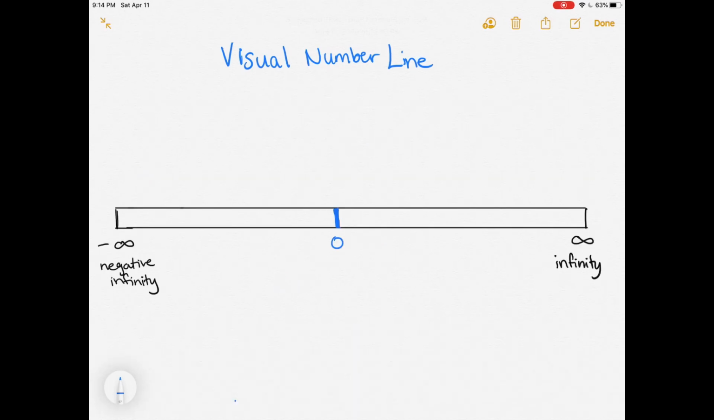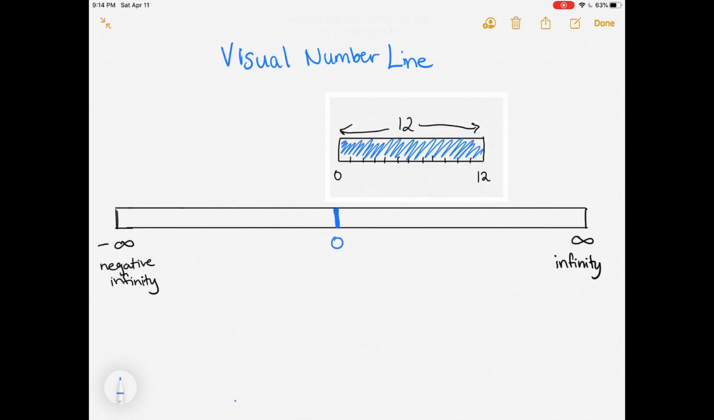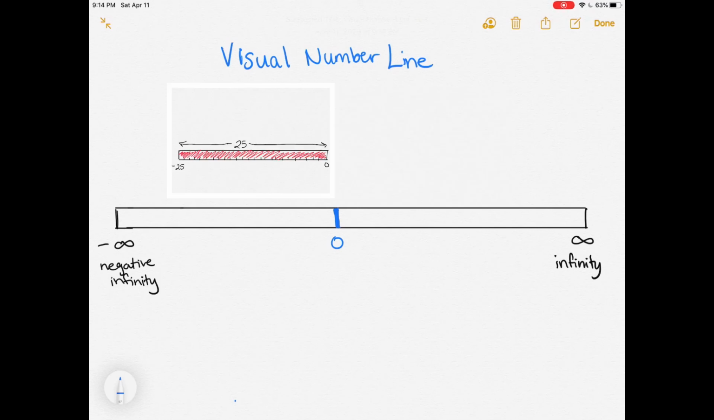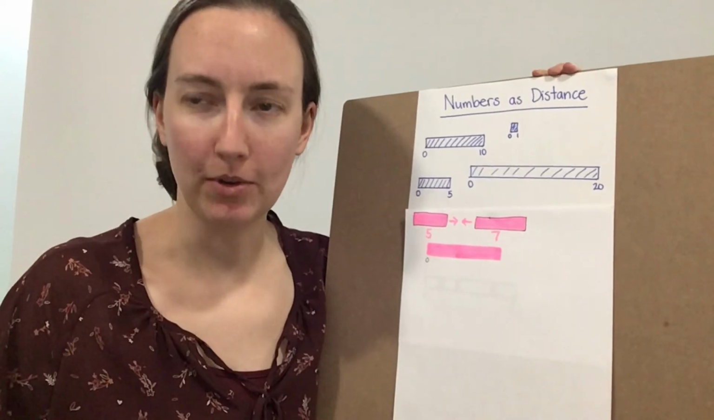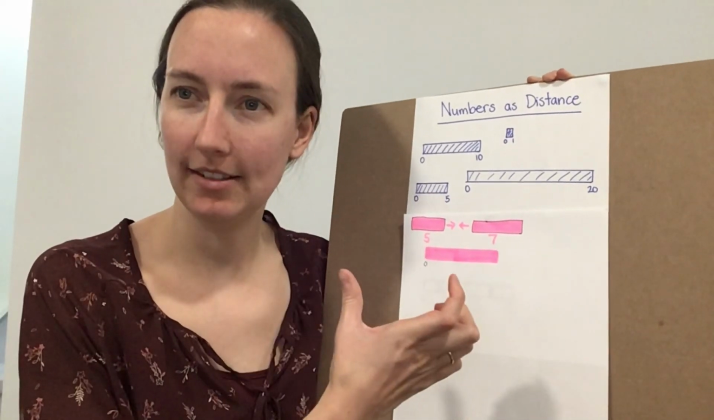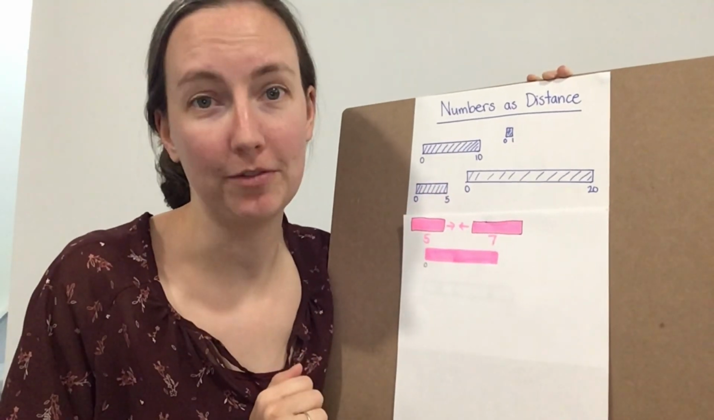If you're thinking of all possible numbers between negative infinity and positive infinity, we know that 0 falls right in the center because 0 is our reference point to all numbers. If I tell you the number 12, we know that 12 is 12 larger than 0. If I tell you the number negative 25, we know that that is 25 less than 0. Think about numbers as a distance, a length. I find this strategy very helpful.